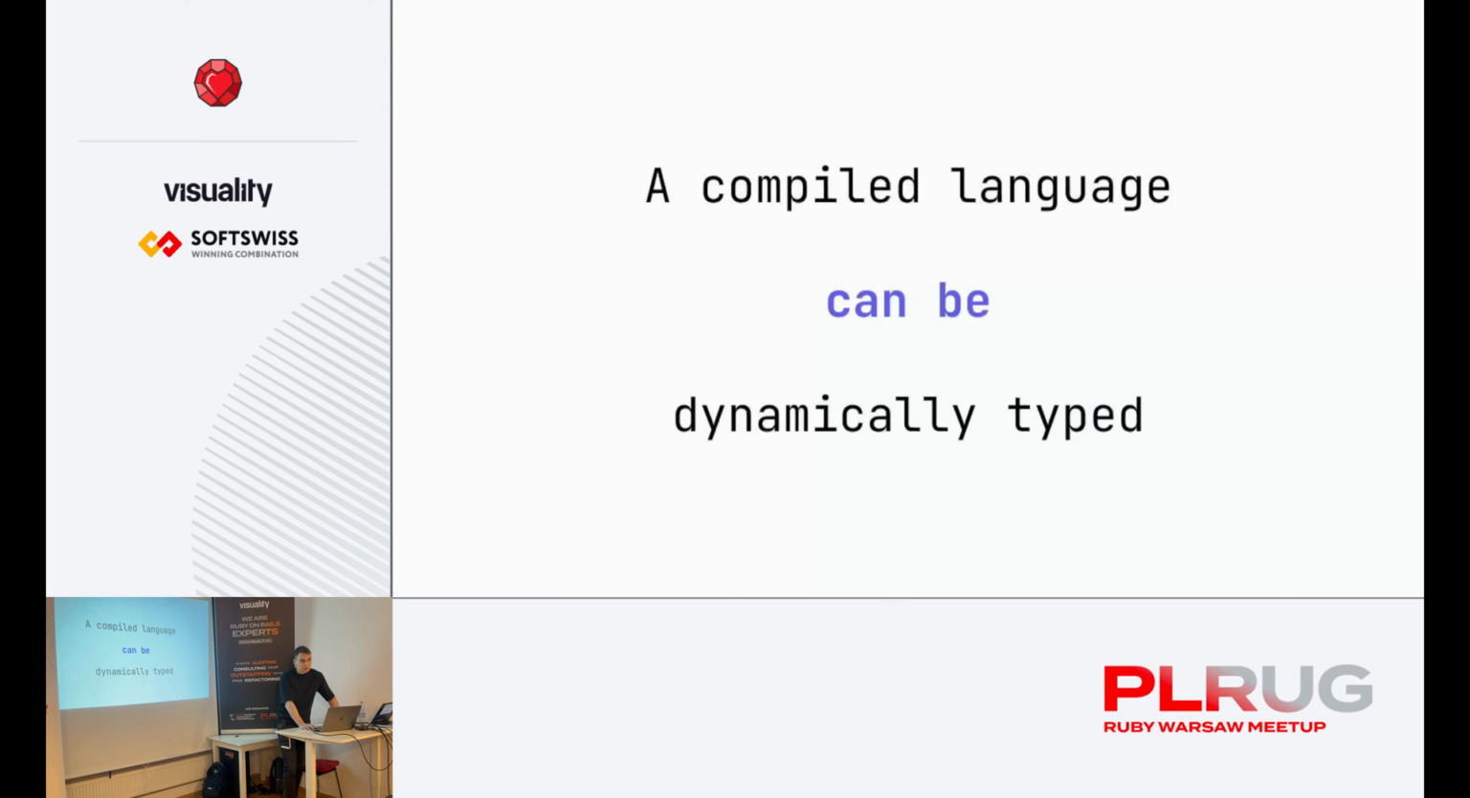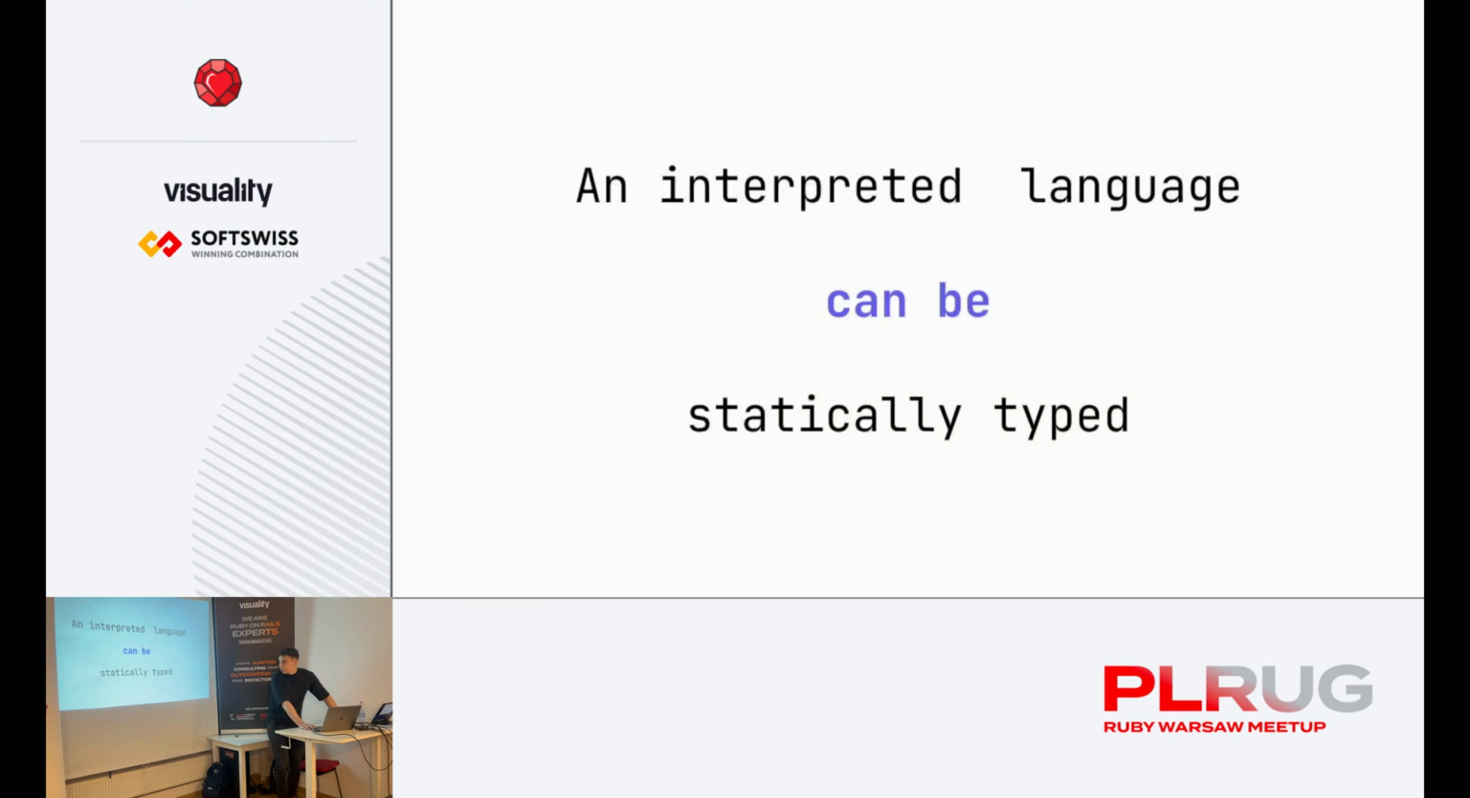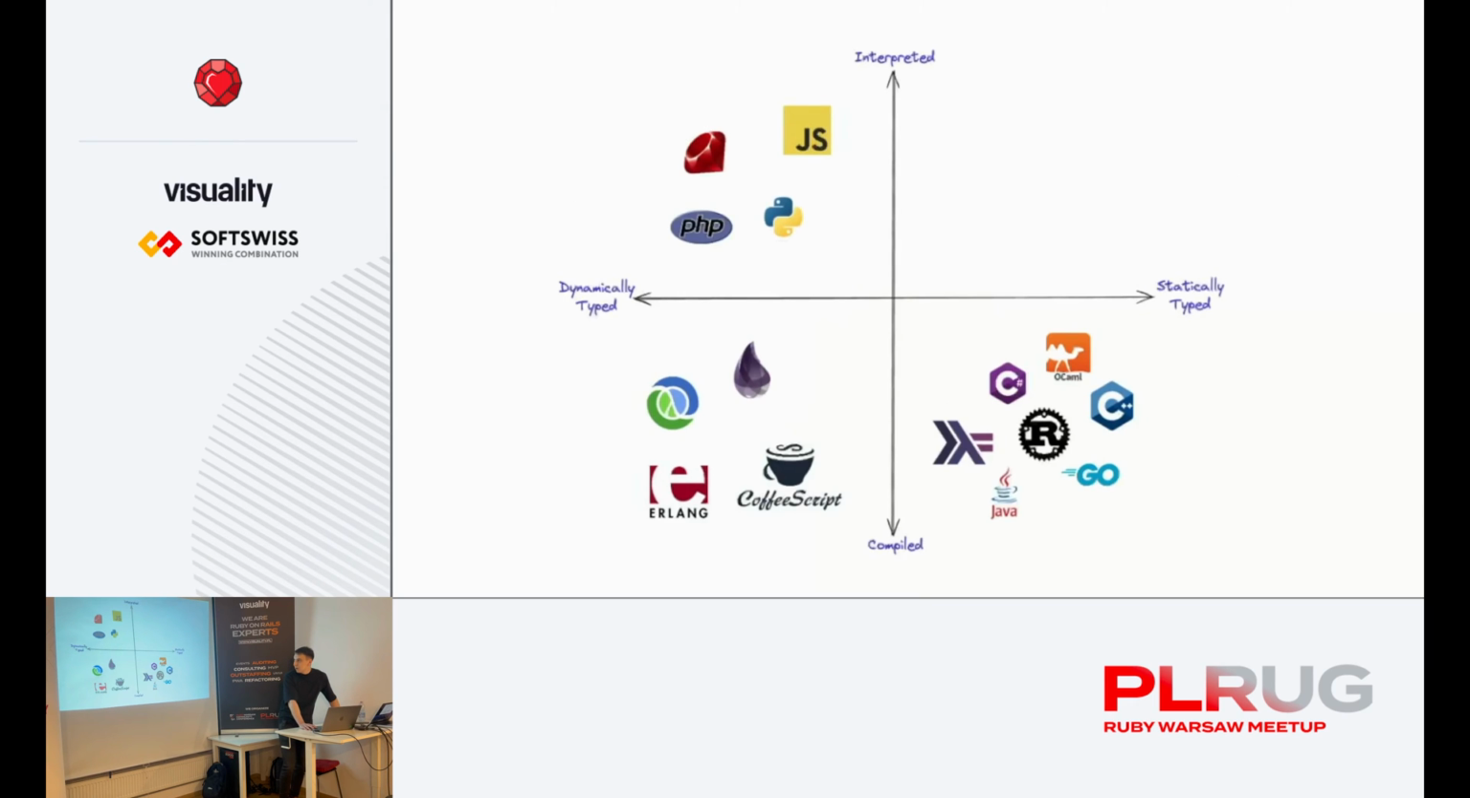However, sometimes people assume that if a language is compiled, it's statically typed by default, and it's not always the case. A compiled language can be dynamically typed, and the opposite is also true. Interpreted languages can be statically typed. And here is a simple map that you can look at to understand what languages are where.